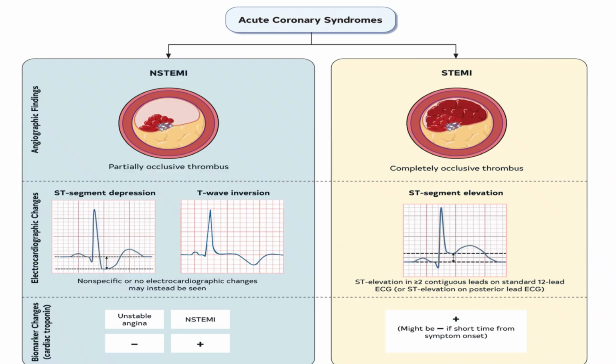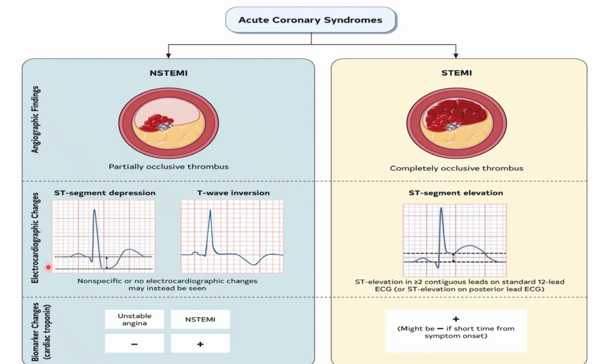So when we look at acute coronary syndrome, we look at non-ST elevation MI and we look at the ST elevation MI. Okay, so this is a blood vessel. When you look at this blood vessel, you can see that there is a complete occlusive thrombus here, due to which blood flow is interrupted. Then in non-ST elevation MI, there is a partially occlusive thrombus. Okay, so this is what you'll see on angiographic findings.